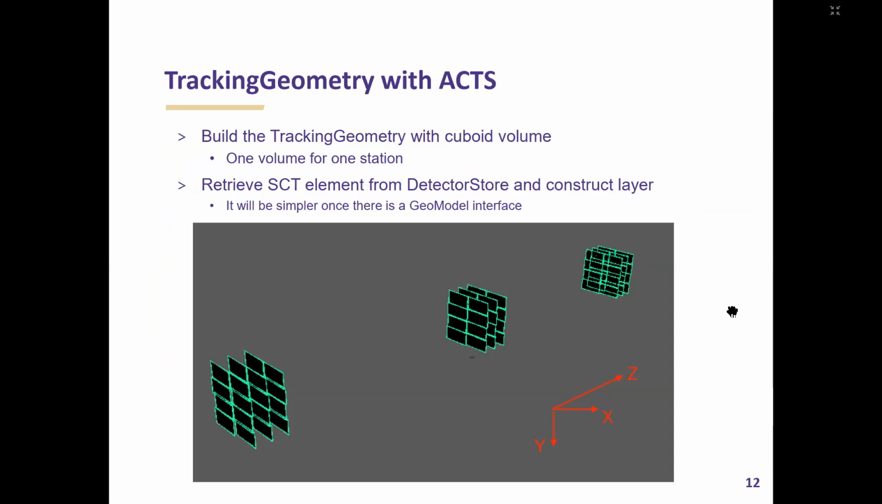And here is the result from the tracking geometry. We build the tracking geometry with the ACTS cuboid volume, which is different from other experiments, because our station is made of 8 SCT modules, so we cannot use the cylinder volume. When we build the tracking geometry, we basically retrieve the detector element from the detector store. The one thing I want to mention is that I think it would be much simpler if we had a GeoModel interface to build the tracking geometry.